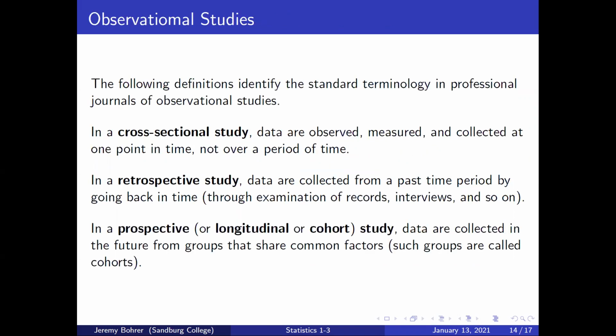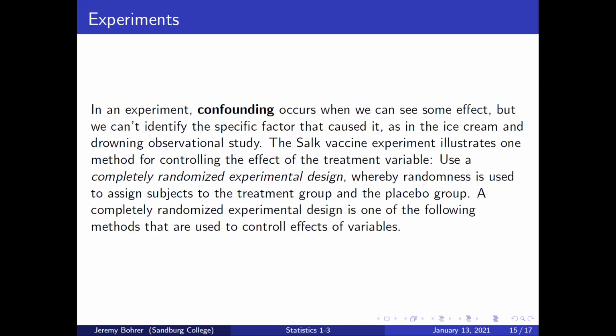Observational studies. The following definitions identify the standard terminology in professional journals of observational studies. In a cross-sectional study, data are observed, measured, and collected at one point in time, not over a period of time. In a retrospective study, data are collected from a past time period by going back in time, through examination of records, interviews, and so on. In a prospective or longitudinal or cohort study, data are collected in the future from groups that share common factors. Such groups are called cohorts.